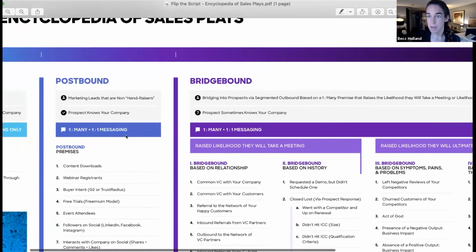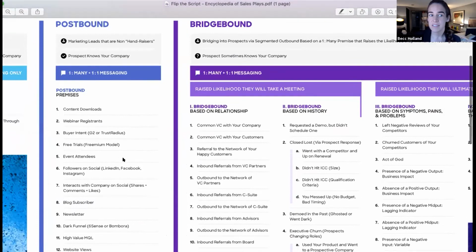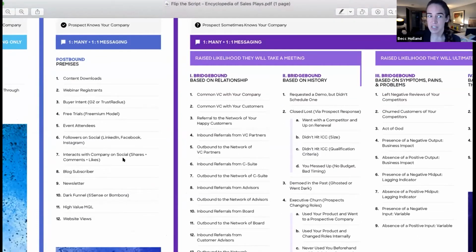Middle left is going to be what I call postbound, and this is going to be non-hand-raising marketing leads. So for instance, content downloads, webinar registrants, buyer intent, free trials, event attendees. So this would be an example of a postbound trigger: if I were to send a message to everyone after this event and say, hi, reason for my outreach is I noticed that you attended the Vidyard Summit, then this is a postbound play. So this is non-hand-raising marketing leads.